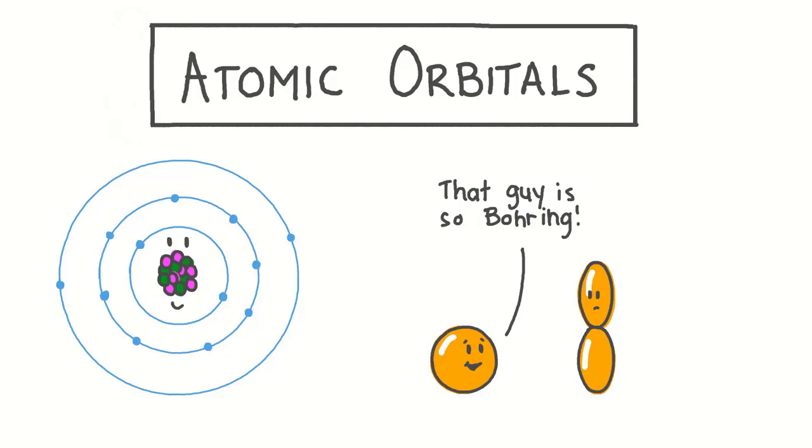In this video, we'll learn about atomic orbitals. We'll learn how to identify orbitals based on their shape, how to specify specific orbitals using quantum numbers, and how to determine which orbitals in an atom electrons occupy.